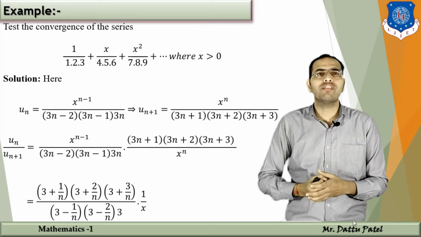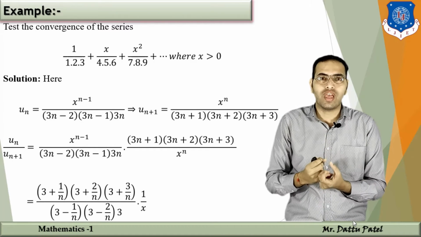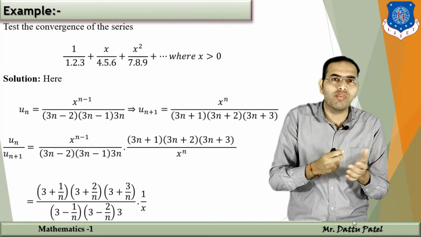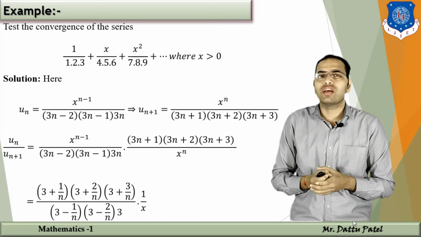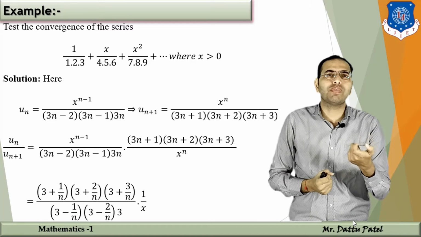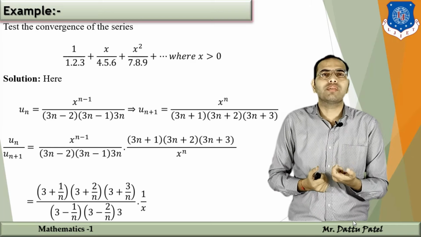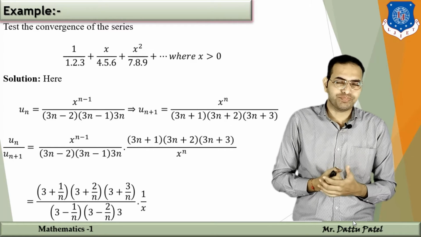Now here x is a constant value, so we have a constant raised to n, which is a factorial-type form, so we have to apply the D'Alembert ratio test. According to the ratio test, n is replaced by n plus 1. Then we get x raised to n upon 3n plus 1, 3n plus 2 into 3n plus 3.